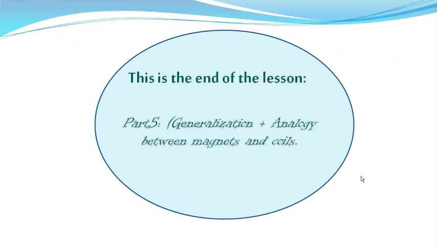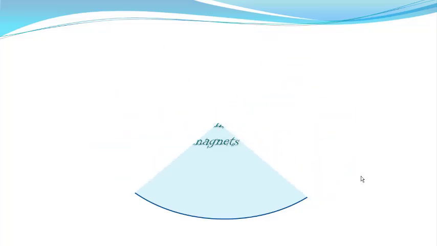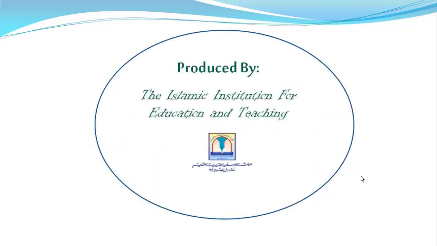This is the end of the lesson. In the last part, we make a generalization, and after we explain the analogy between the magnets and the coil. I hope that you understood the whole objectives that are explained. Everything mentioned in the previous videos is written in the summary sheet to be studied.